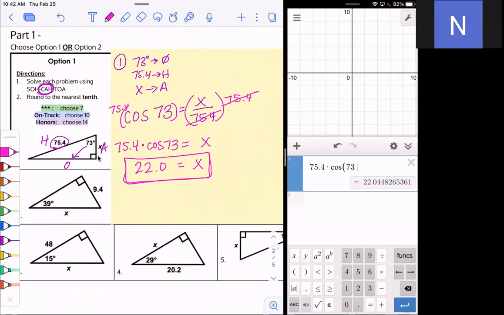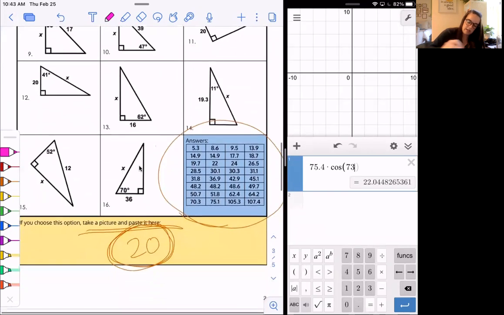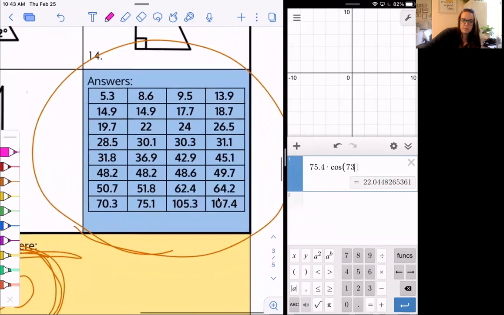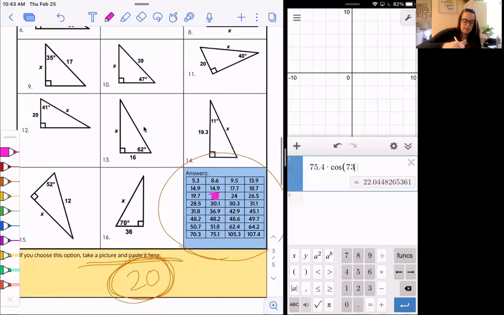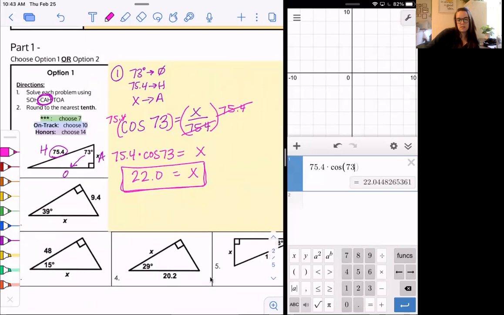It's this short side, right? So it makes sense because the long side was 75, so this should be a lot shorter, like 22, right? And then you can also check your answers down here, and they're in order, so they go from smallest to biggest. So here's 22 right here, and then you can cross out 22 like that. Good job.